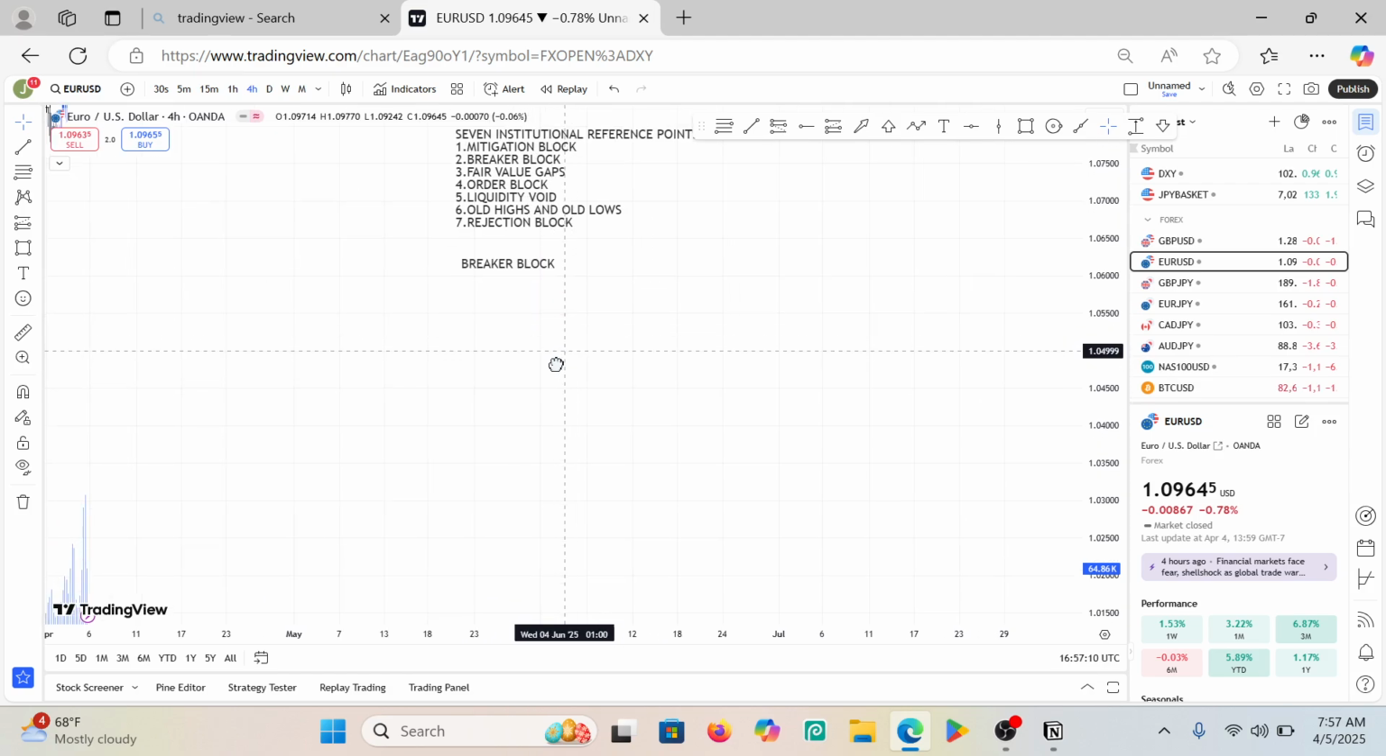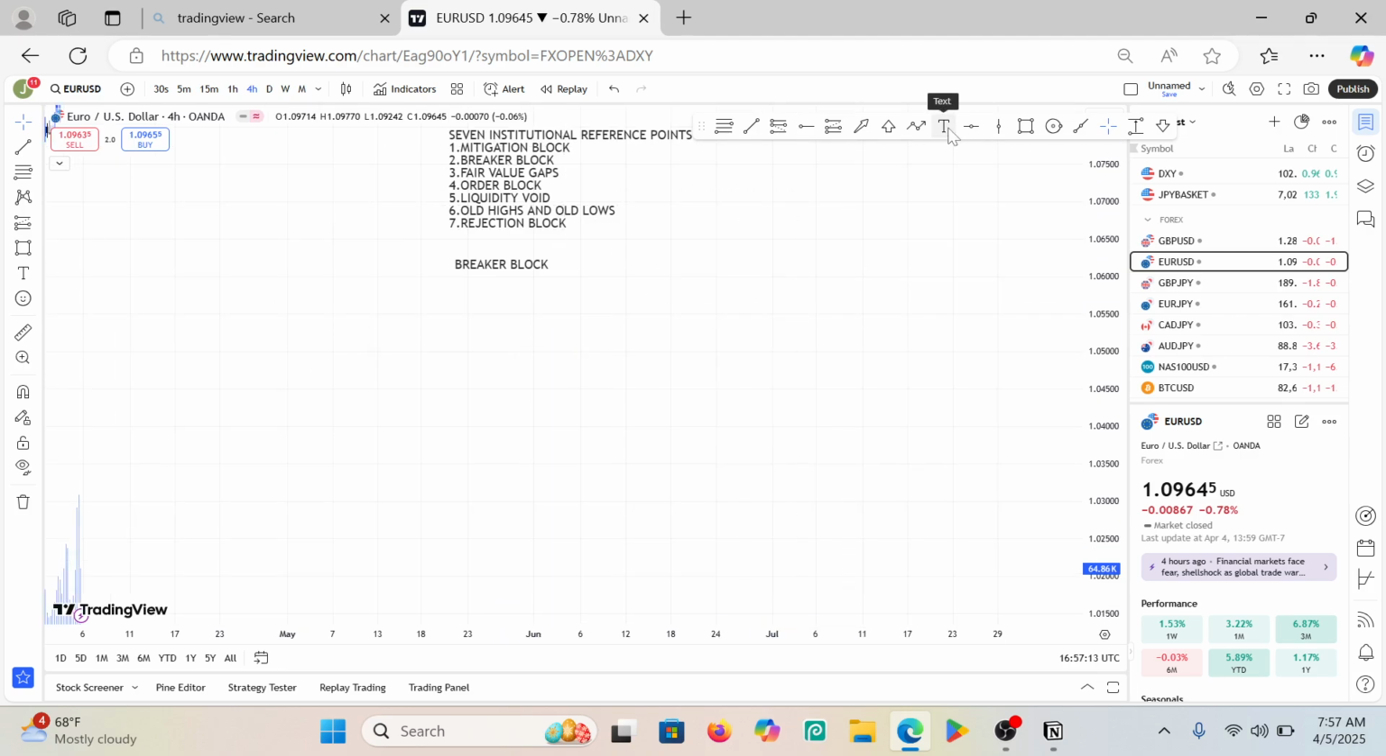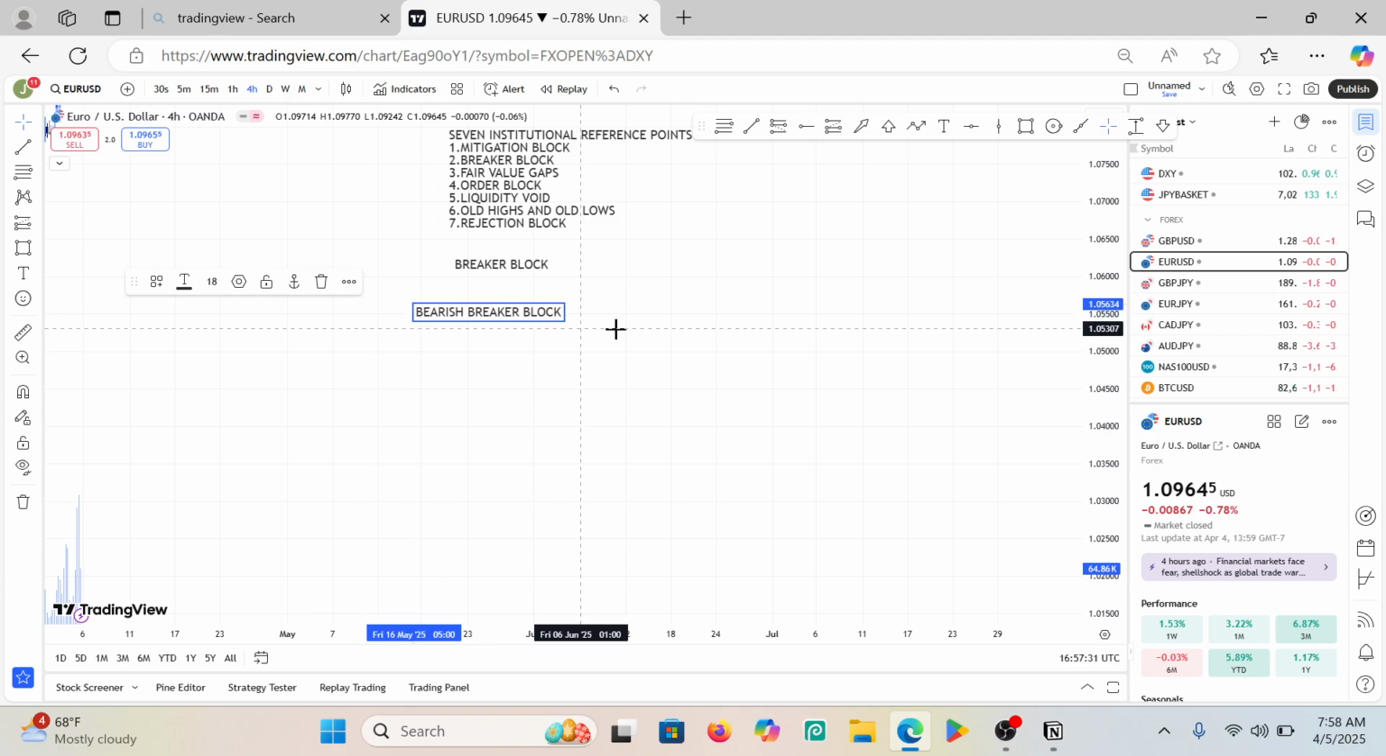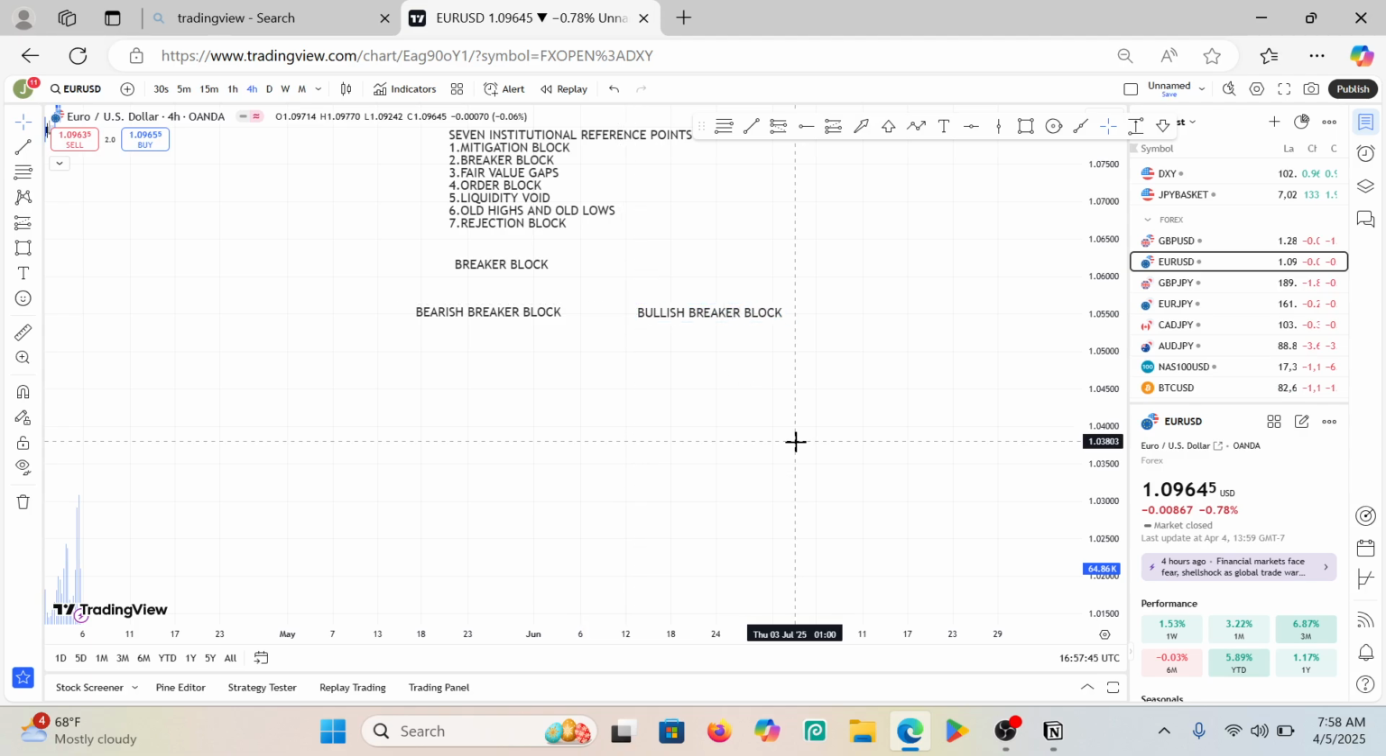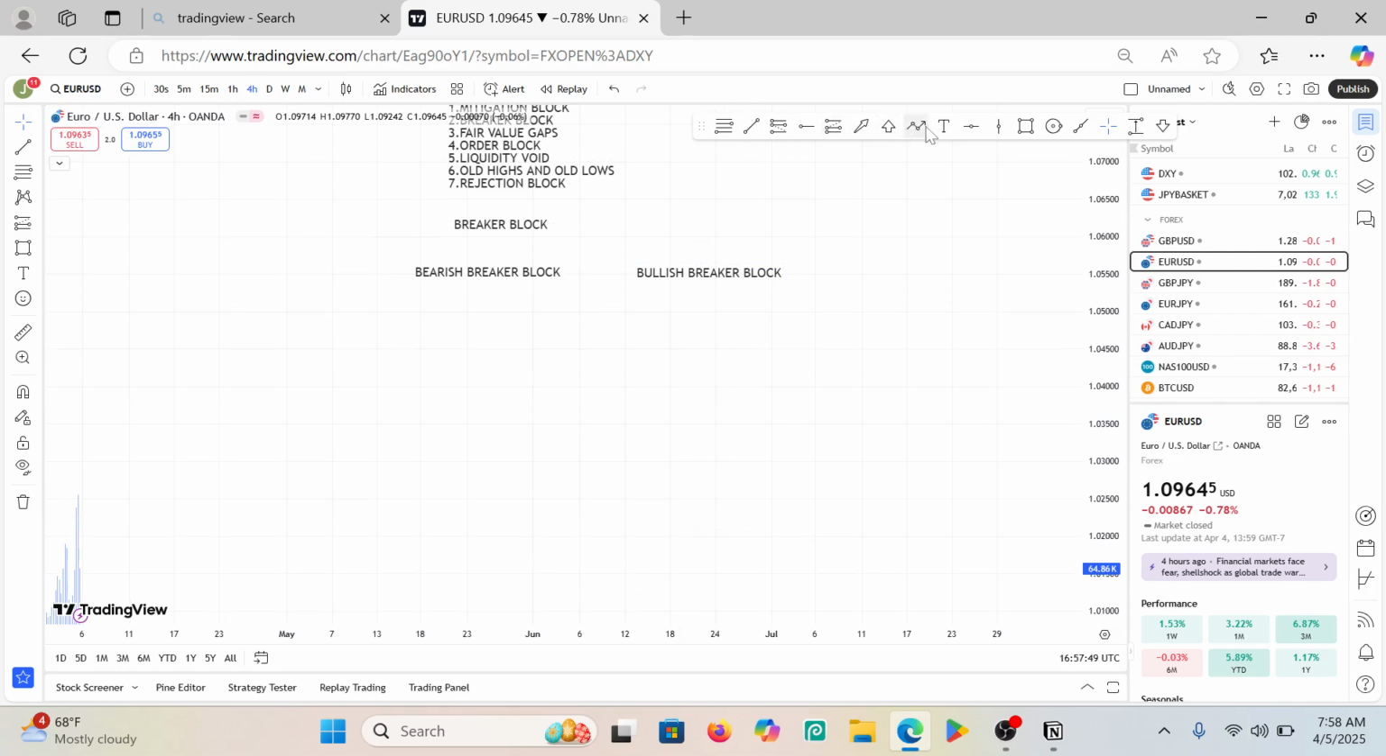We have a bullish breaker block and a bearish breaker block. A bearish breaker block, and the opposite one is a bullish breaker block.